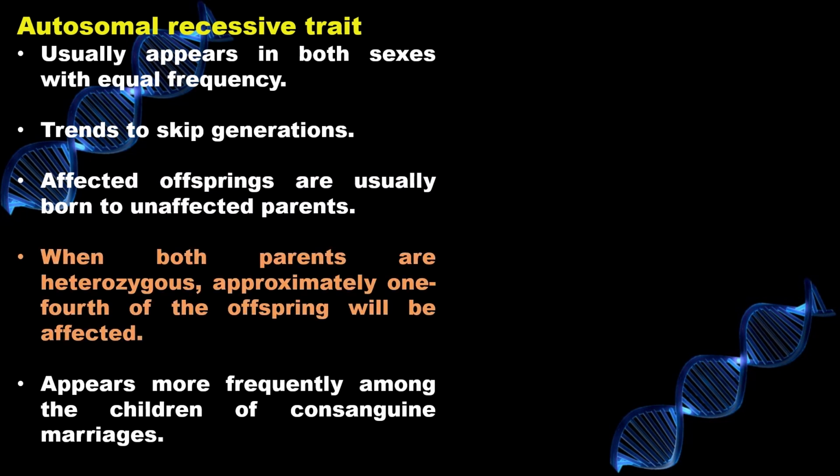When both parents are heterozygous, approximately 1/4 of the offspring will be affected. This means that if both parents are in heterozygous condition, then these parents will be unaffected because it is a recessive trait and it is a heterozygous condition. So the parents will be unaffected and they will have 4 children, and of these 4 children only one will have the chance to get the trait.